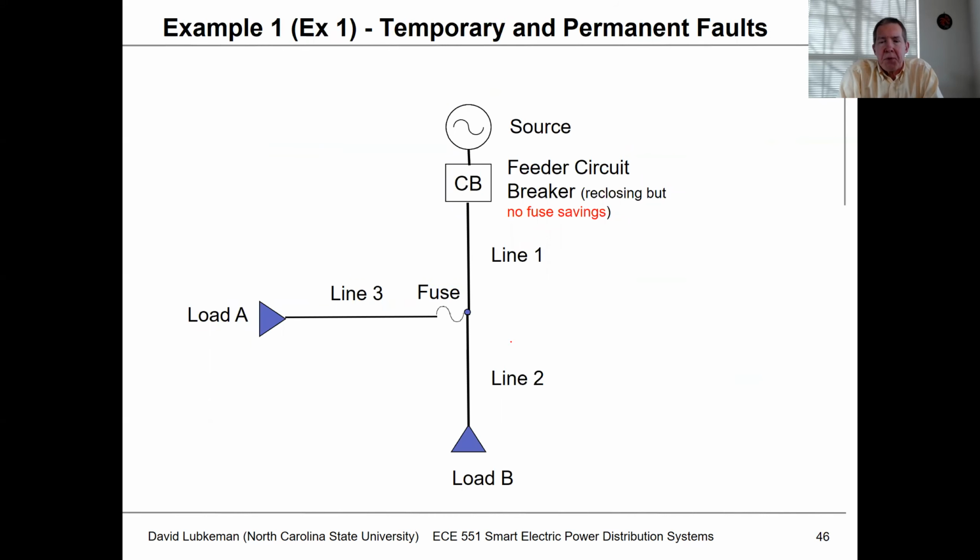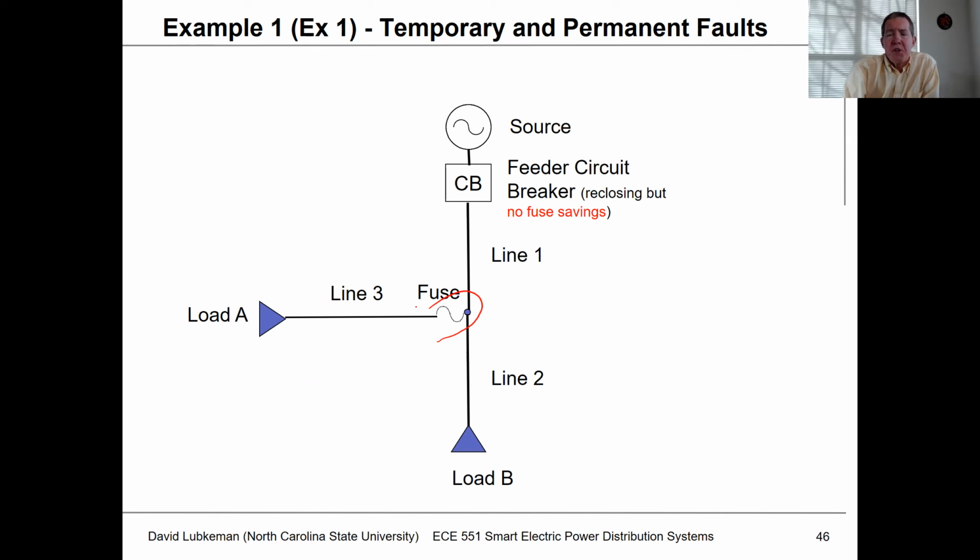And the first example we'll look at is something really very simple. Simple distribution feeder with a circuit breaker. It's got three sections, three line sections. There's a load A and a load B, where those are characterized by different customer sizes. And line 3 has a fuse. All right. So we'll start with something real basic.